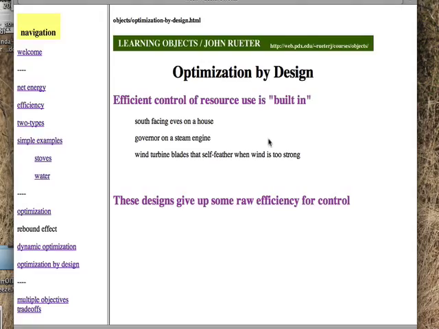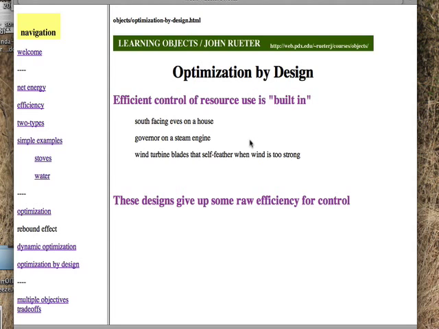Another example is a governor on a steam engine, that little whirligig thing that, as it spins faster, pulls up a little lever and slows down the amount of steam that's going into the steam engine. And then wind turbine blades: you see they self-feather when the wind is too strong. Some of the larger wind turbine blades are also very flexible, so if there's a little puff that comes along, they automatically dump that energy. And this, again, is to avoid damage in very high winds.